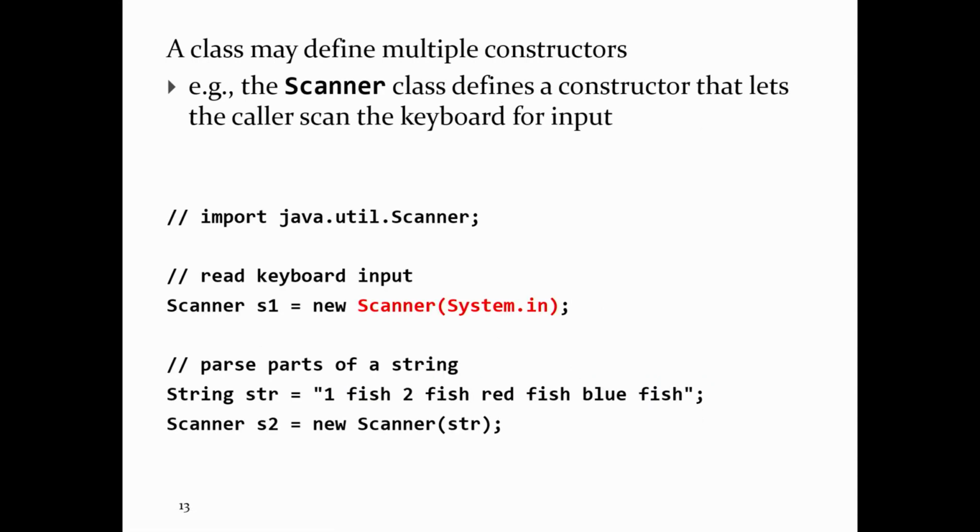Here's another example using the Scanner class. The Scanner class has multiple constructors. It has many more than what I'm showing you here. That constructor call there makes a Scanner object that can read the keyboard. That Scanner constructor call there makes a Scanner object that can read the contents of a string.